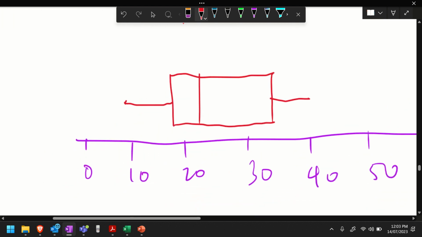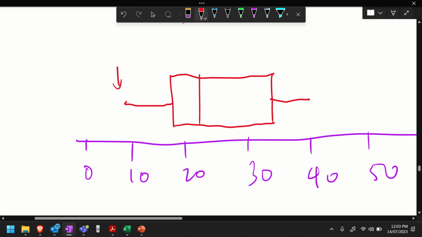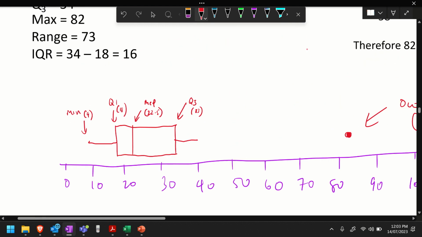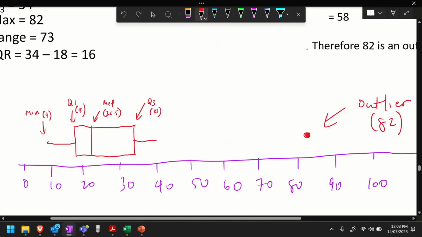And again, you can do the same thing. This is my minimum, which is 9. This is my Q1, which was 18. This was my median, which was 22.5. This is my Q3, which is 34, I think, or 33. And we don't do a maximum here because technically the outlier is the maximum, so you don't need to make a note of that. But keep that in mind: just because it's an outlier, it doesn't change the fact that it's a maximum.